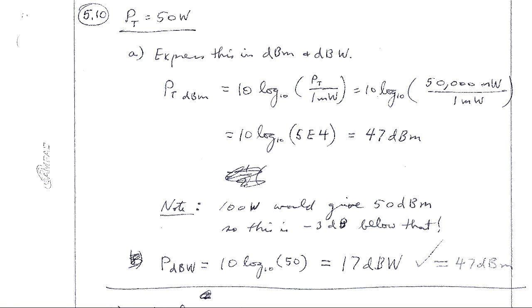Okay, so 47 dBm. Notice that 50 watts is just 1/2 of 100 watts, and 100 watts is 50 dBm, because 100 watts is 10 to the 5th milliwatts, so we have 50. And 3 dB below that is half, and that's the 50 watts. So you can do part A in your head, in fact.